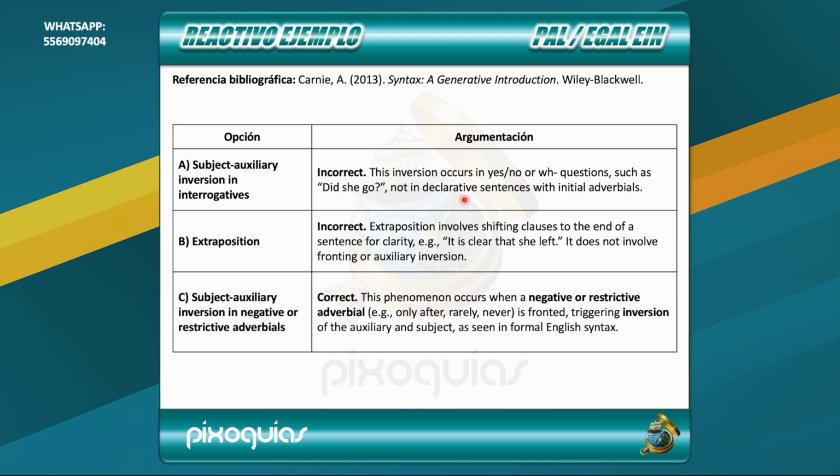B. Extraposition is incorrect because extraposition involves shifting clauses to the end of a sentence for clarity. For example, it is clear that she left. It does not involve fronting or auxiliary inversion.